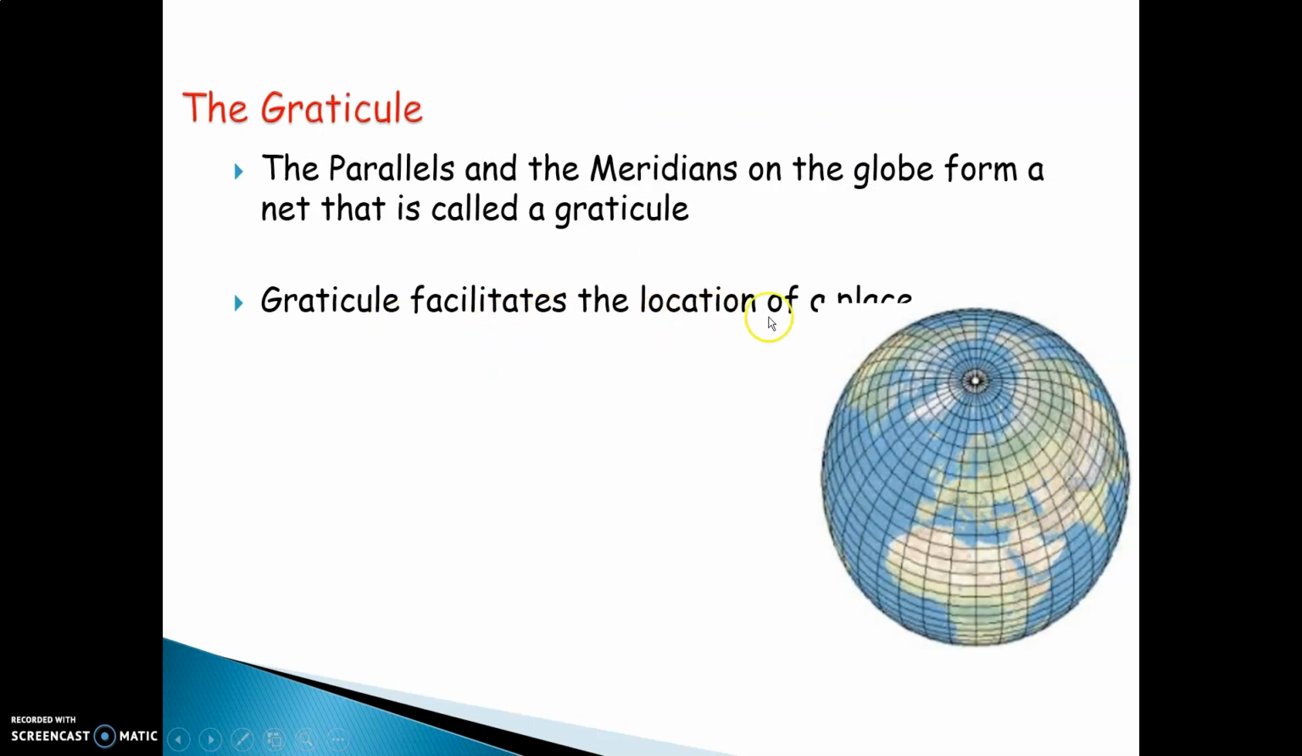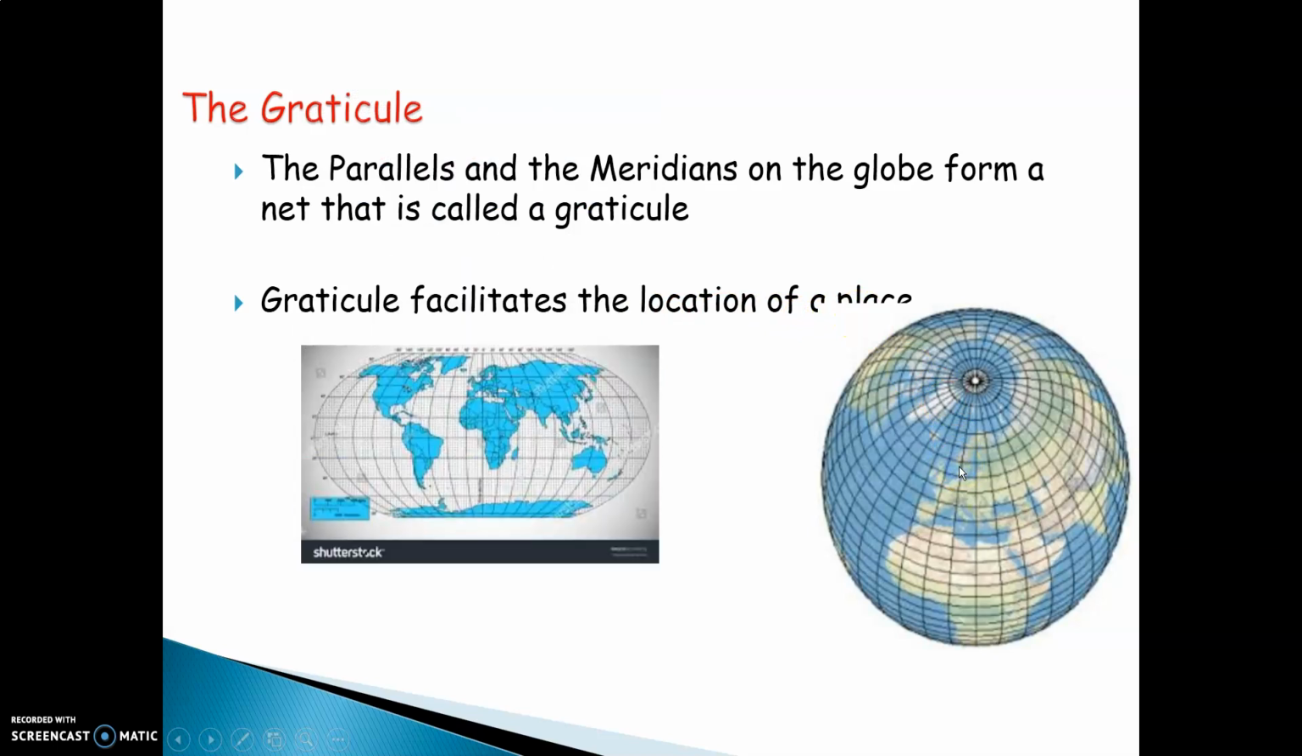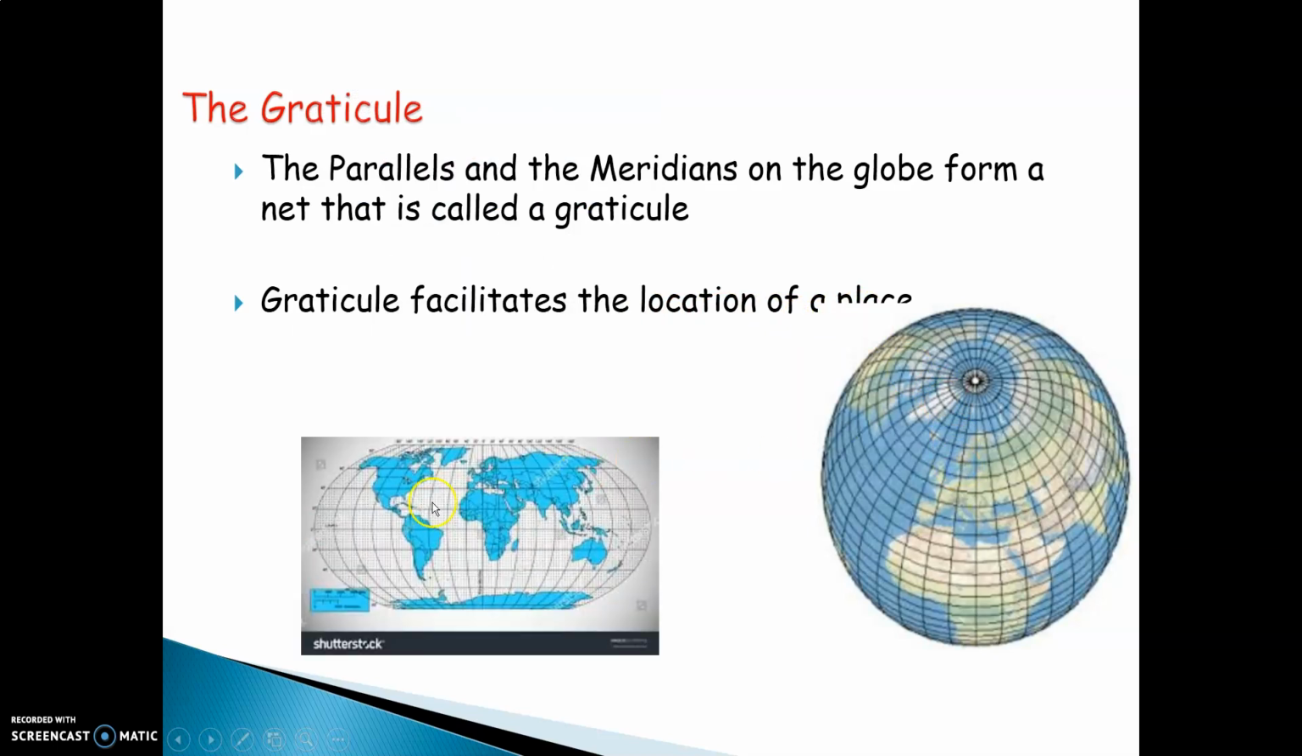Graticule facilitates the location of a place. For example, if I have to locate a particular place on the earth, we'll see that with the help of latitudes and longitudes, I'll be able to understand or locate the various countries of the world. So based on the graticule, with the help of latitudes and longitudes, I understand which country is located where.